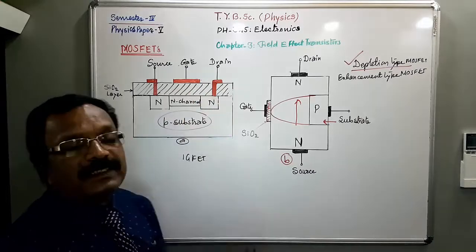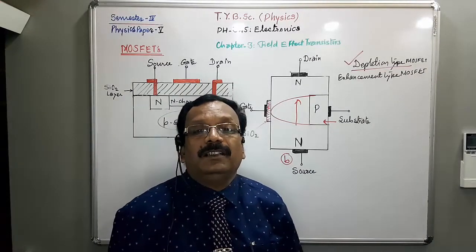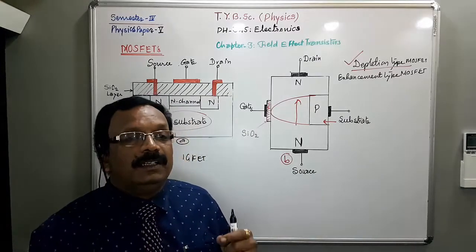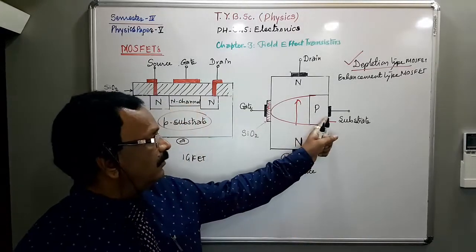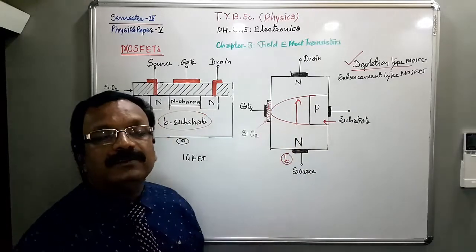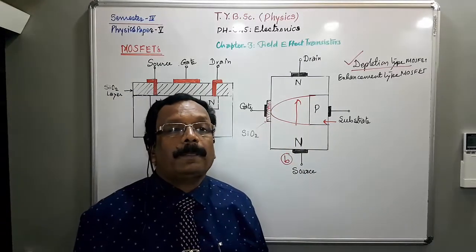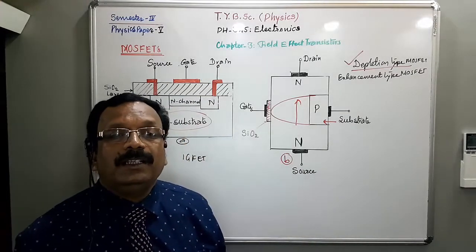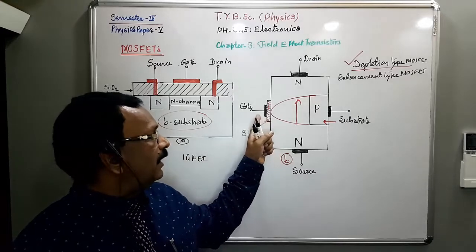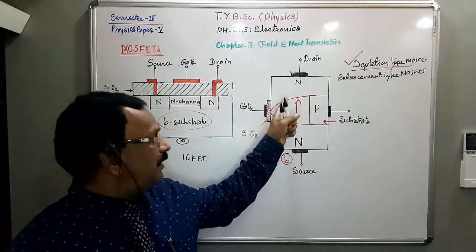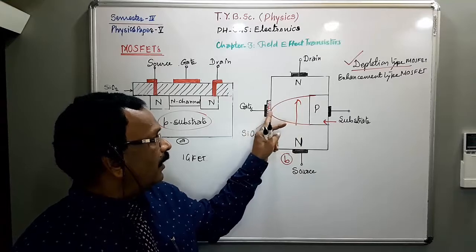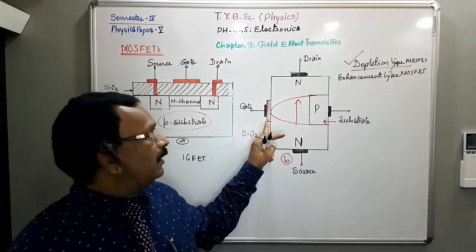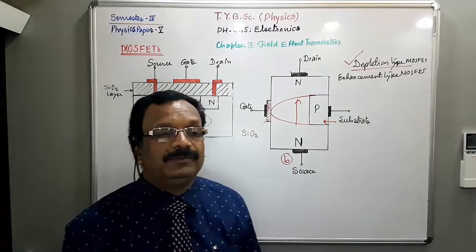A thin layer of silicon dioxide, in this basic structure and in this construction, is deposited on the left side of the N type channel MOSFET. This layer insulates the gate from the channel. This SiO2 layer insulates the gate from the channel.